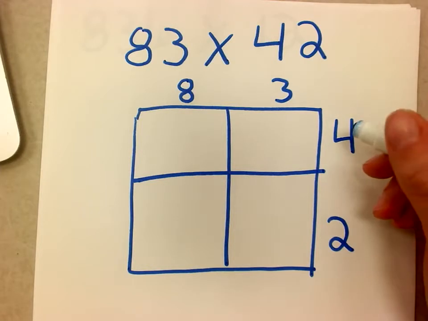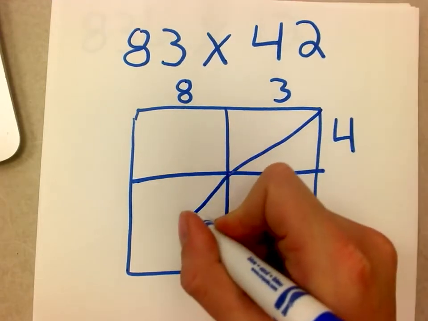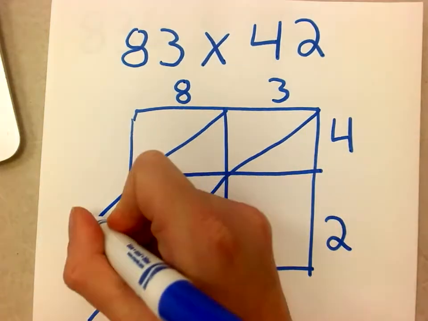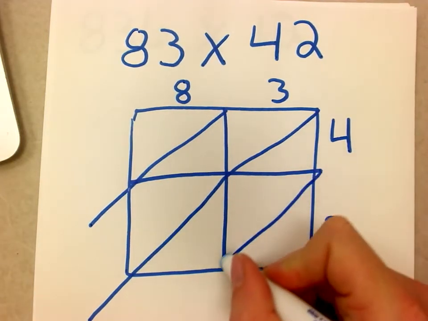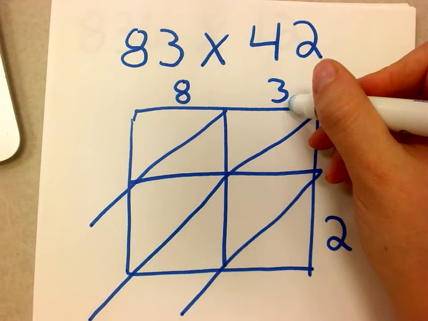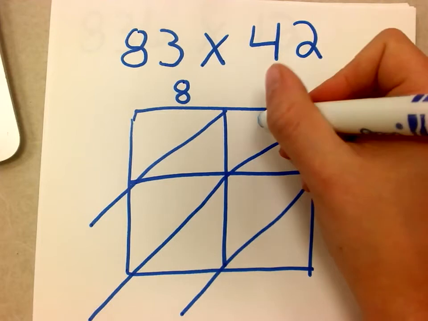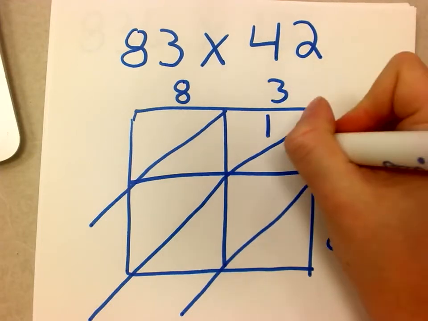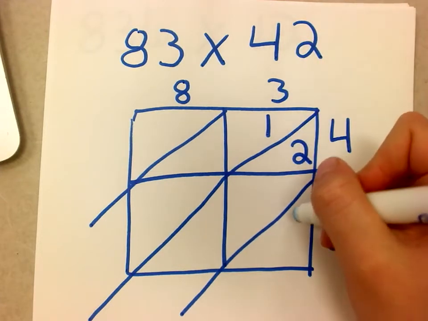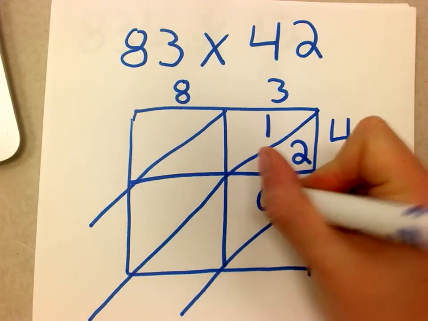Now I need to split each box across the diagonal going in this direction. And I'm actually going slightly past the box. There's a reason for that you'll see in a future step. So 4 times 3 is 12. I record my 10s in the top of the box and my 1s here. So the number 12 has 1 10 and 2 1s, 12. 2 times 3 is 6. 6 doesn't have any 10s, so I need to record that 0 as a placeholder. So 0, 6.